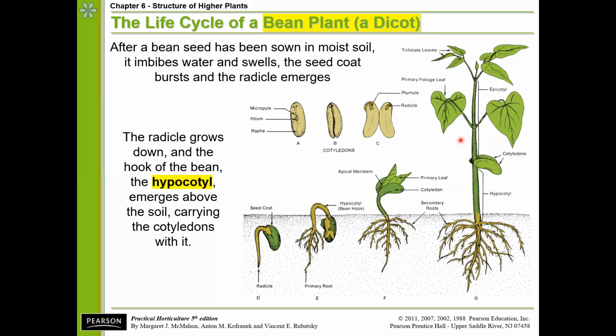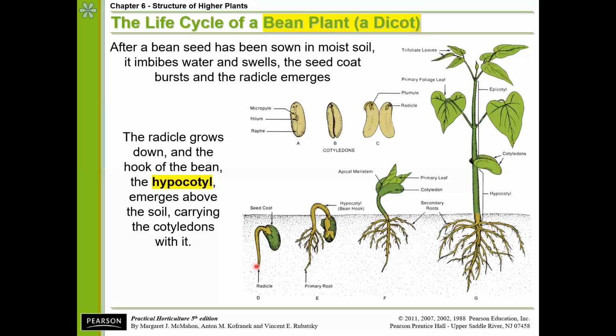So anyway, looking at a bean, same deal. We grow it as an annual. We take those dry seeds, we put them in moist soil whenever the danger of frost has passed, and it starts to take in that water, it swells, and then the seed coat will kind of bust open, and the radicle emerges, that primary root.